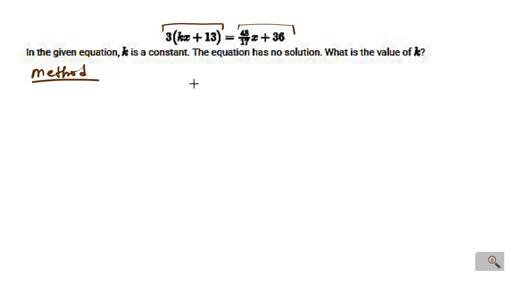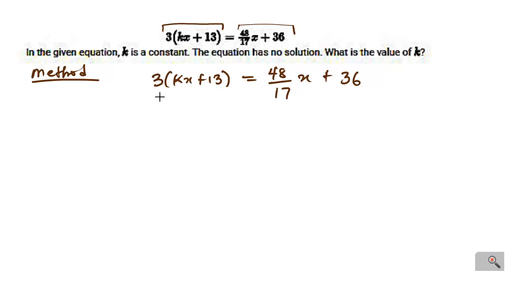But before we do that, let's first open the parenthesis, that's the bracket, and then we'll see how we can go about it. We can model both equations in slope-intercept form. Then we apply the condition of a system of linear equations with no solution. So here we have 3 into bracket kx plus 13 is equal to what? That is 48. This is 48, not 46. So 48 over 17x, right, plus 36. So let's open this bracket.